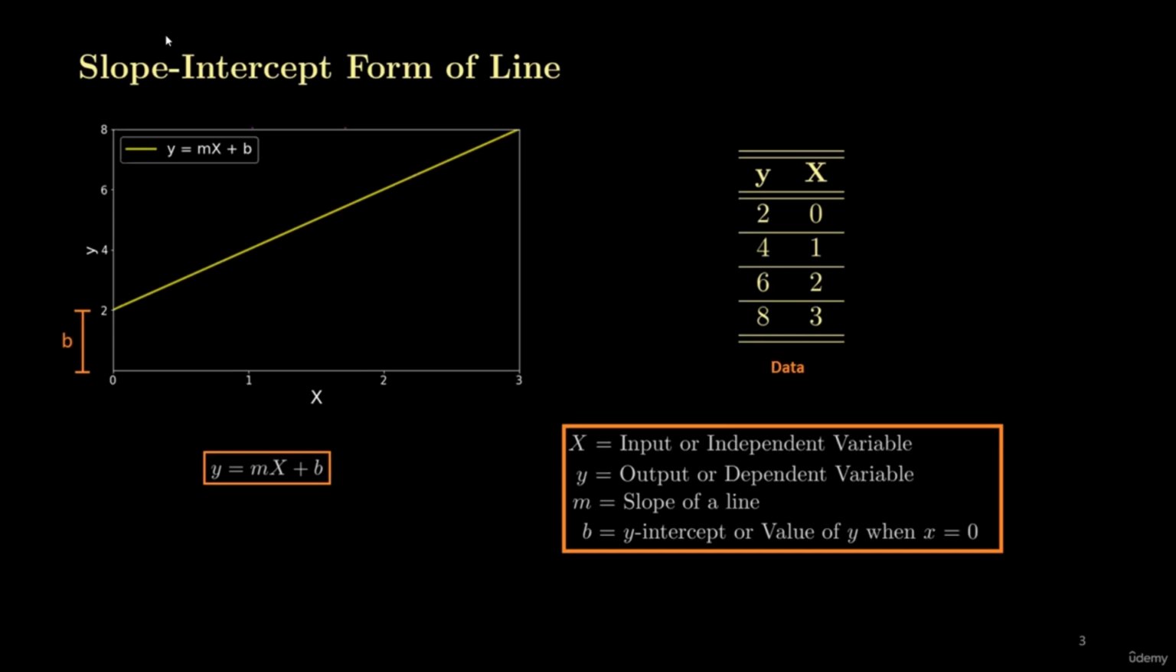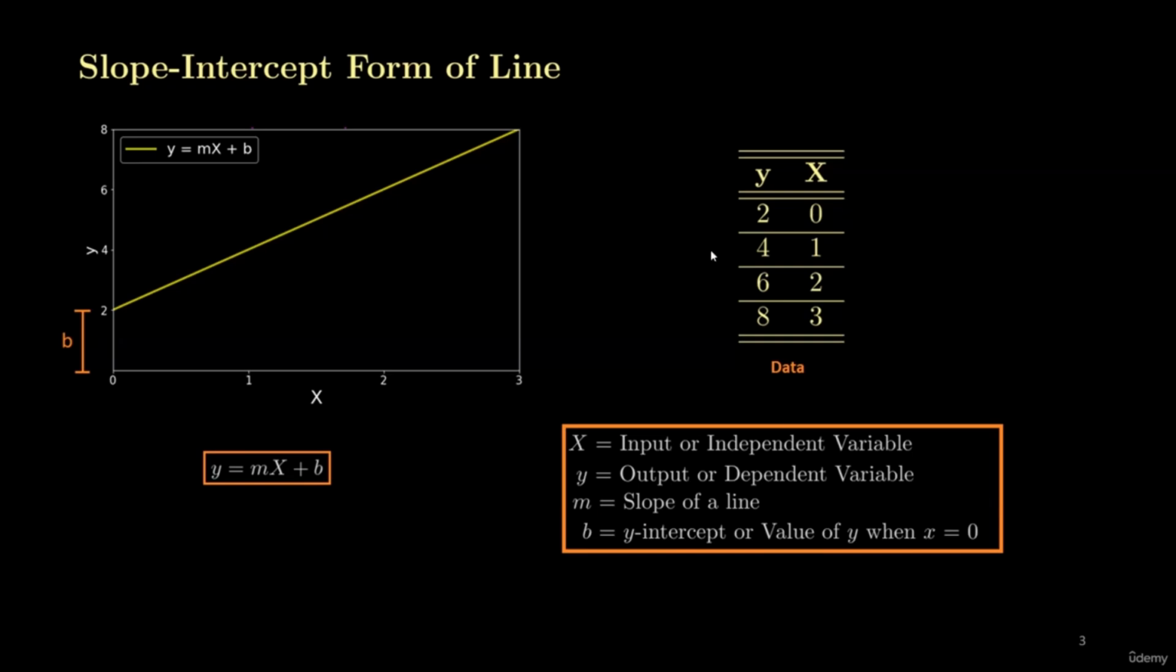So this is the slope intercept form of line from our high school mathematics. We know that the slope intercept form of line is represented by this equation, which is y equals mx plus b, where m is the slope of a line and b is called the y-intercept, or it is the value of y when x equals 0. Now let's discuss this slope-intercept form of line in detail.